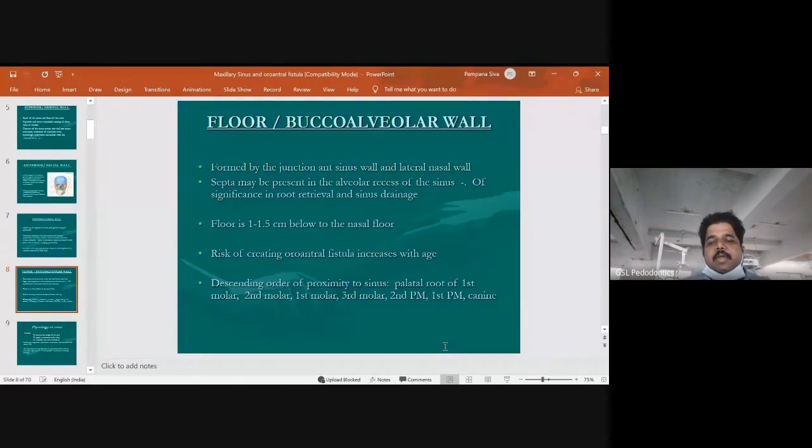Okay, coming to the proximity of the sinus to the roots. So coming to the descending order, first molar palatal root is almost in junction with your maxillary sinus, followed by second molar, followed by first molar and third molar, and the least will be the canine. Okay, so there is a chance for formation of oroantral fistula from first premolar to the third molar. Okay, and the most common will be your third molar.